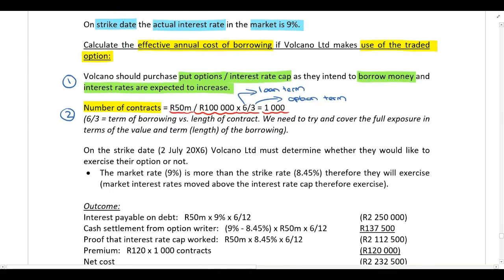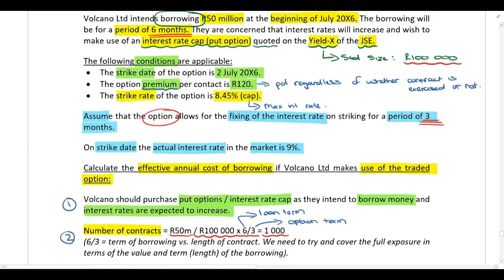We then need to determine whether they are going to exercise this option or not. So please note, on the strike date, the interest rate in the market is 9%. So if they don't exercise the option, they are going to pay interest at a rate of 9%. However, if they exercise the option, their cap is 8.45%. So if they exercise the option, they will only pay interest at a rate of 8.45%.